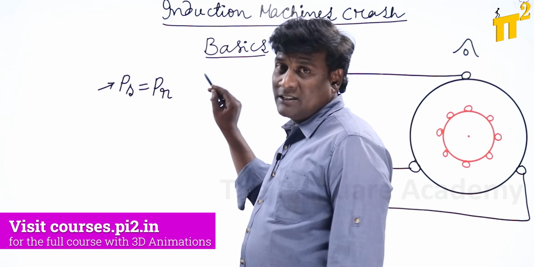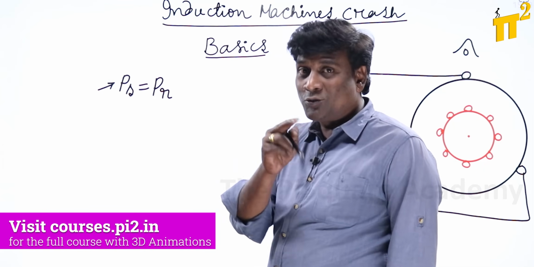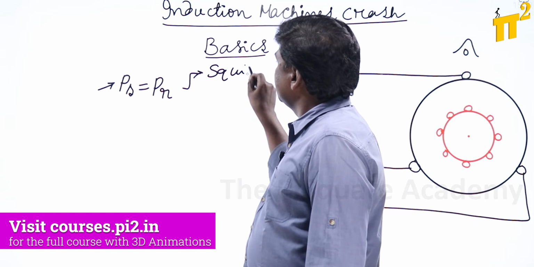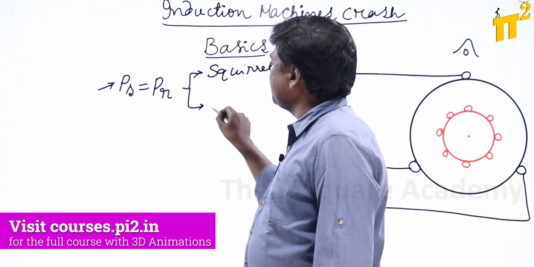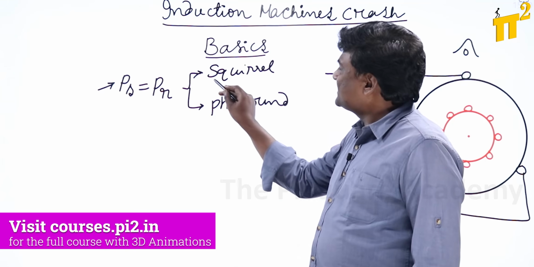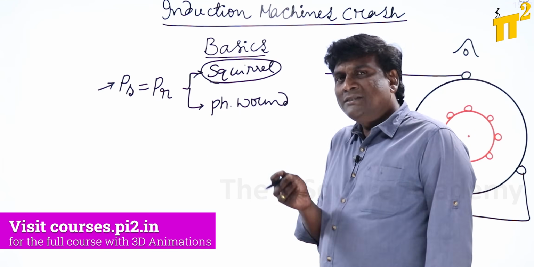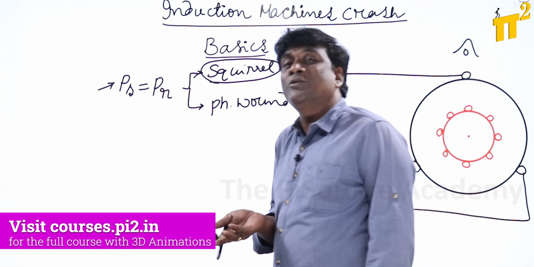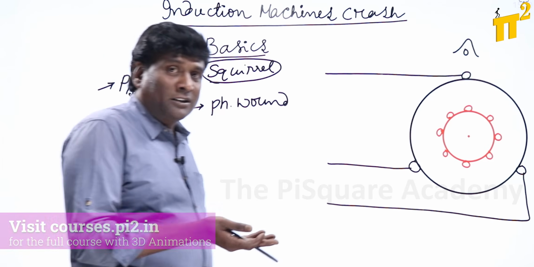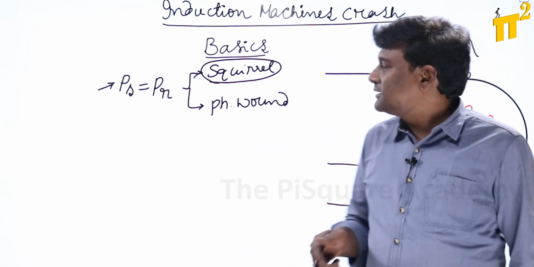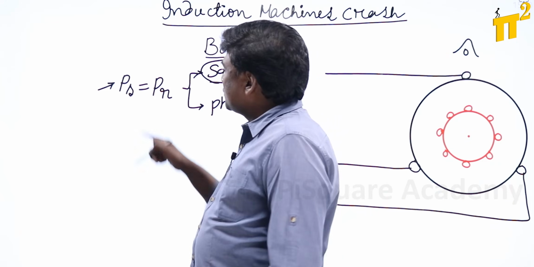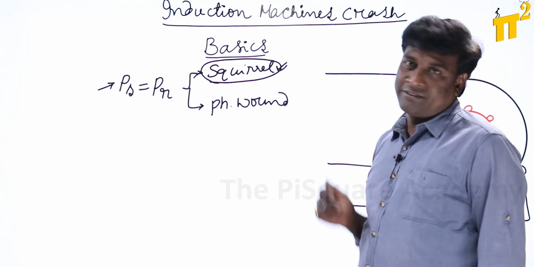In induction machine we have two types of rotors. Our main focus is the rotor only. One is the squirrel cage rotor and another is the phase wound rotor or slip ring rotor. Remember one point: a squirrel cage rotor can be used for any number of stator poles. For example, one squirrel cage rotor can be used for a 2-pole, 4-pole or 6-pole stator, because the squirrel cage rotor automatically produces any number of poles. So this condition need not be checked for a squirrel cage rotor.